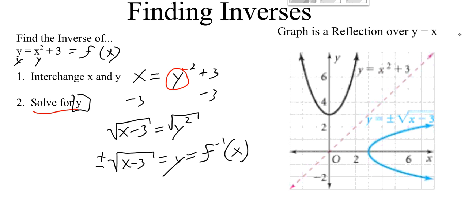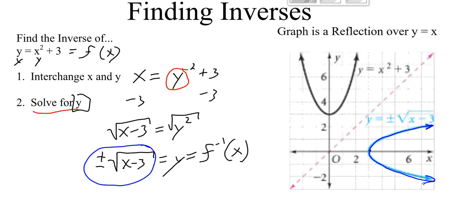As we look at this graph, notice we have plus and minus, so we have two graphs. The plus graph would be this half. And we know that the negative in front here is a reflection across the x-axis. So that's where we get the second part of that function.